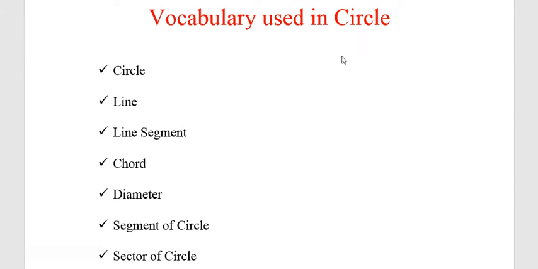In the previous video, we were discussing what kind of words or vocabulary is used in the topic angle properties of the circle. We are going to continue in this video, which is the second part. Let's start now. Vocabulary used in the circle.